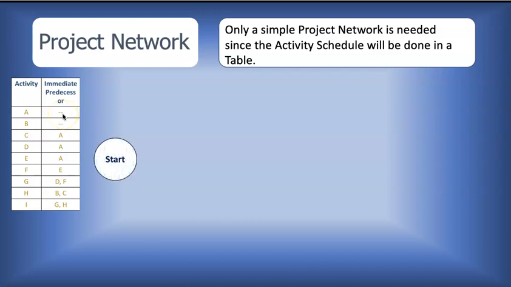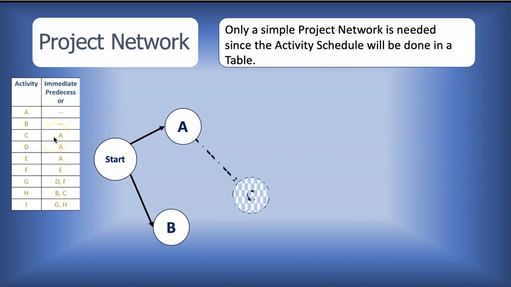So we still need a start node because we have 2 activities at the beginning. There are 2 activities without immediate predecessors. So we need to have a dummy start node to have that unique starting point for the network diagram. Then we have A as one starting point and we have B as another starting point, since both activities have no immediate predecessors. Then activity C follows A.